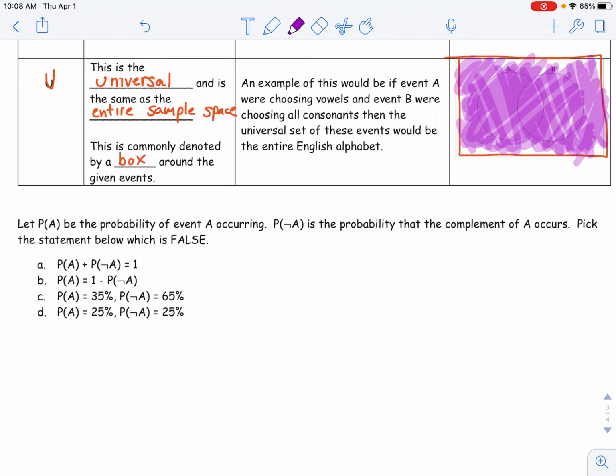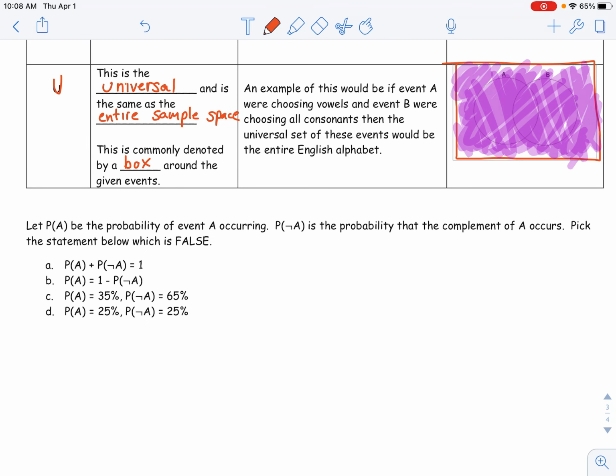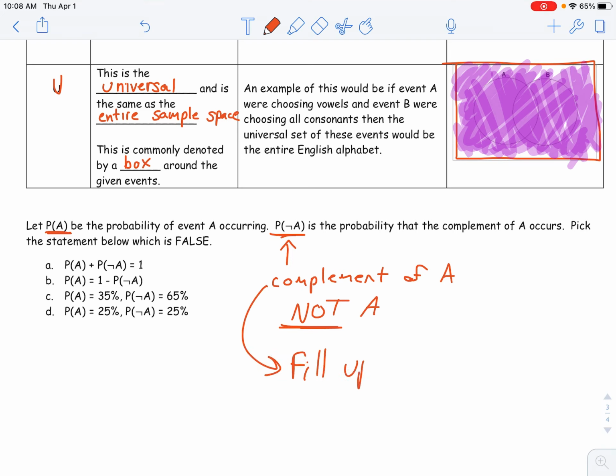And then last thing we're going to talk about is a little bit of a logic problem. All right. The probability of A and the probability of not A. This is the complement of A, but remember, I really like the word not A. I think it makes more sense. Complement means to fill up, so we can also think of that.